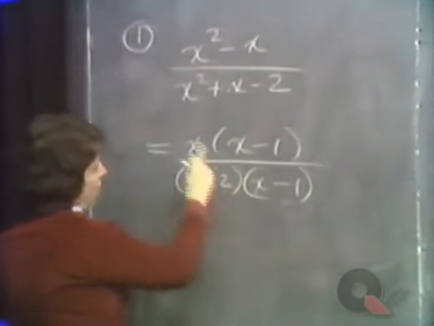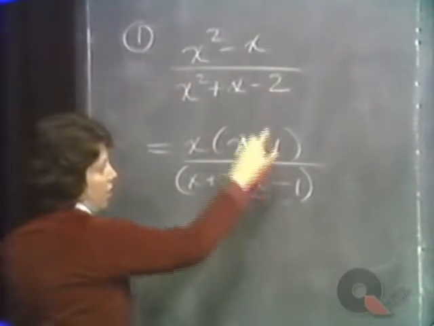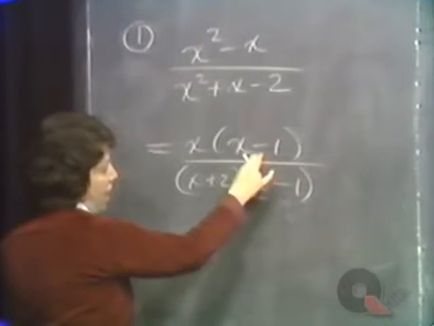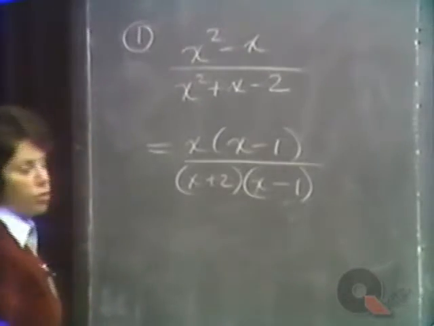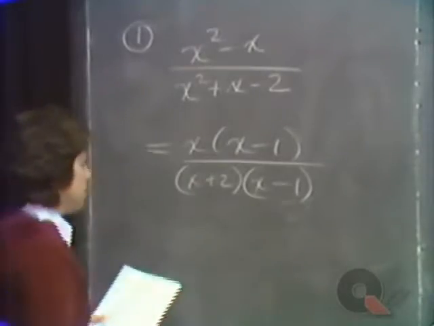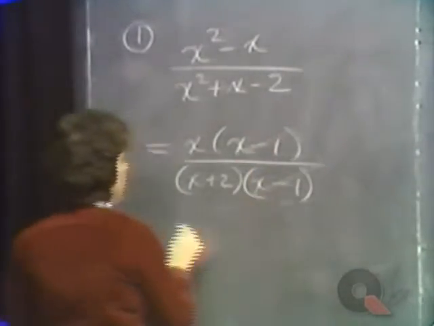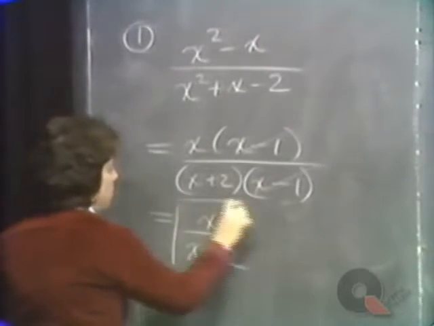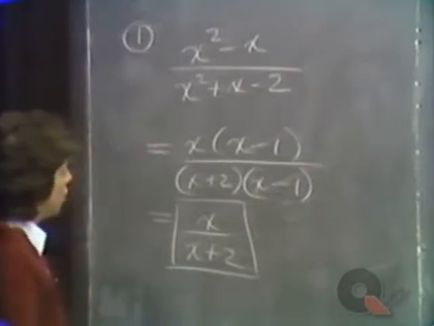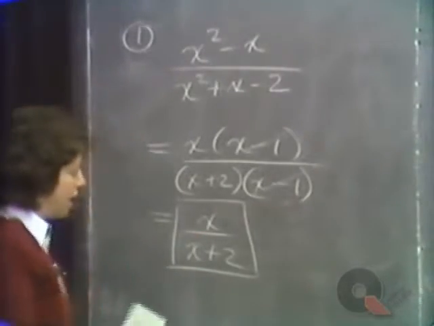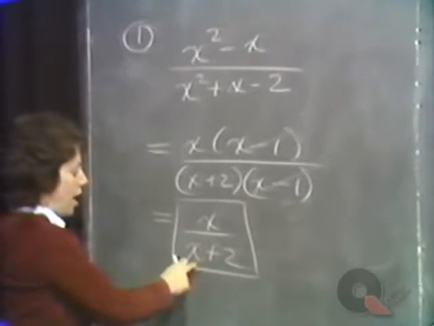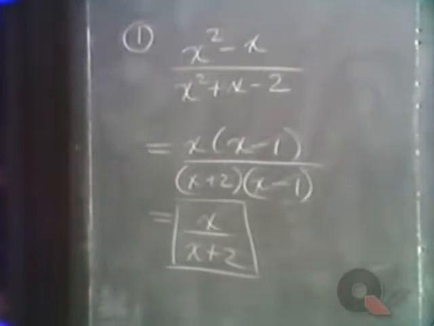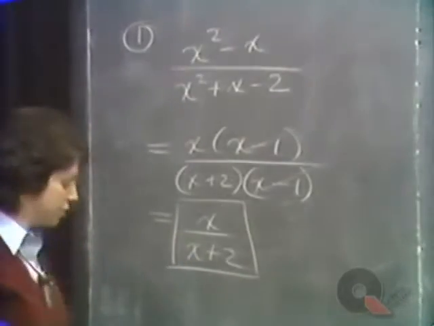We see this is sort of like ak over bk. This factor, x minus 1, is a factor in both the numerator and the denominator, and we can cancel it, leaving us with x over x plus 2. We have this now in lowest terms. You cannot go any further. You cannot cancel the x. x is not a factor in the denominator. It is a term in the denominator. So this is the end of the first problem.